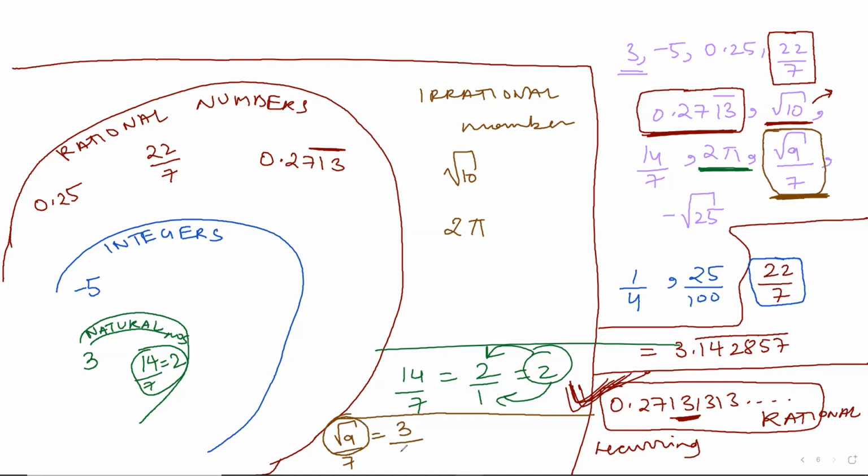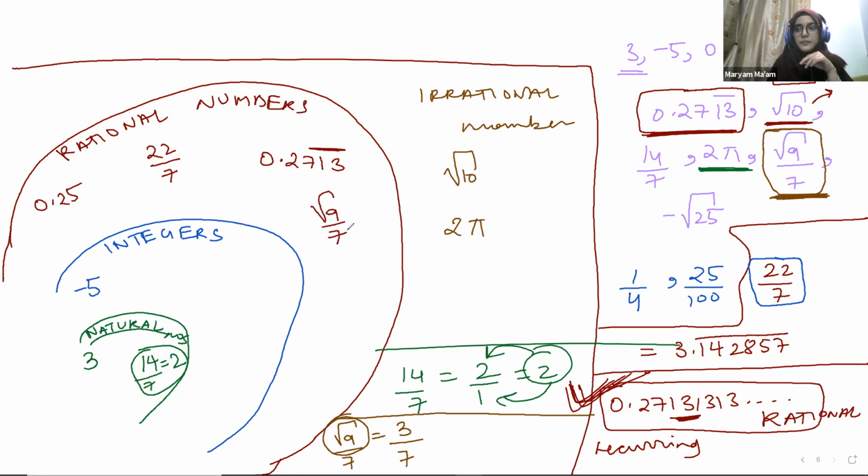So this is 3 upon 7. So 3 by 7 is what? It's a rational number. Basically, it's a fraction. So it's a rational number because it can be written in the form of P upon Q. So there we go. It is root 9 by 7.